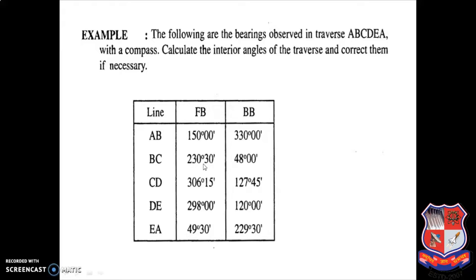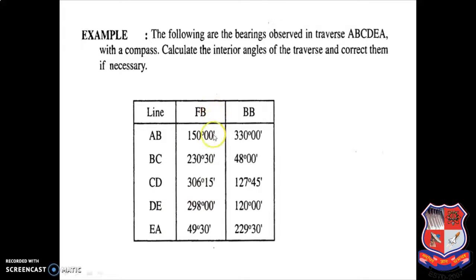Same way we will see the second example, but here I will show you in a very brief way so you can solve it easily. You can see the following are the bearings observed in the traverse A, B, C, D, E, A with a compass. Calculate the interior angles of the traverse and correct them if necessary. You can see here again 3 columns are given, lines are given: A B, B C, C D, D E, E A.